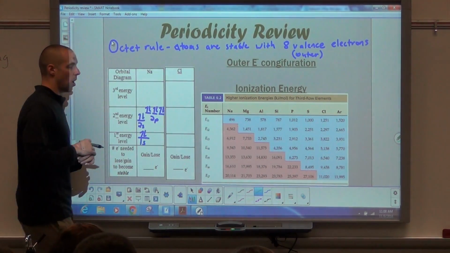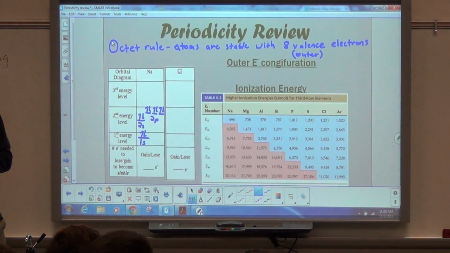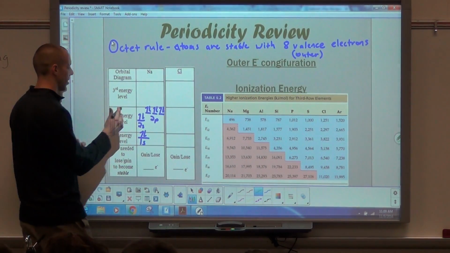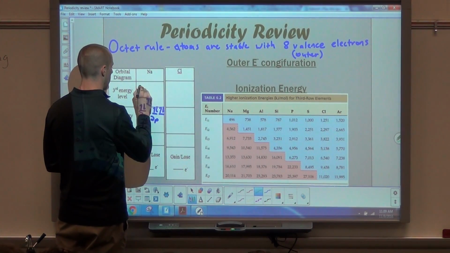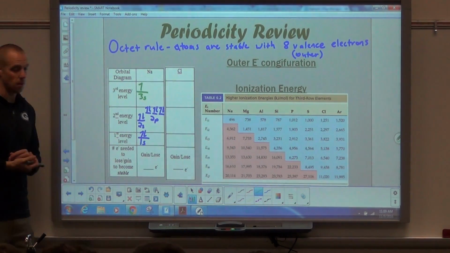Now, that's not all of sodium's electrons yet. It needs 1 more, right? It has 11 electrons. So we're going to need to write a 3s sublevel, and there is 1 electron in this sublevel.